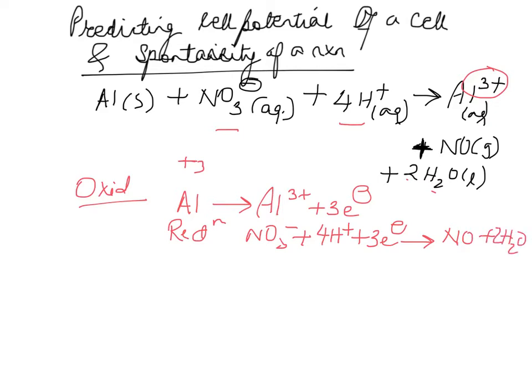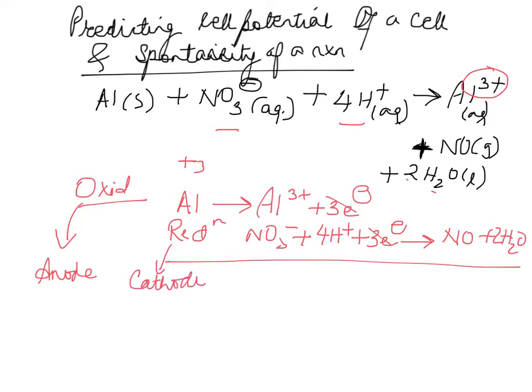And so when you add the two together, basically the 3 electrons will cancel off, and what remains is your overall reaction. So as we discussed earlier in one of the screencasts, oxidation is what takes place at the anode, reduction is what takes place at the cathode. If you have to determine the E0 cell, you will determine the cathodic reaction, get the E0 from the table, and subtract the anode from the cathode to get your value. So let's read the table.